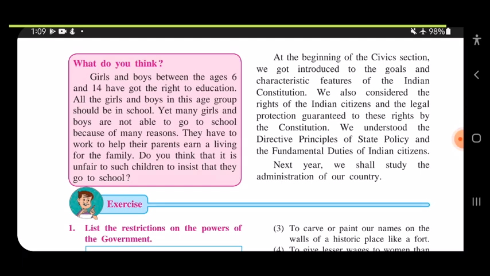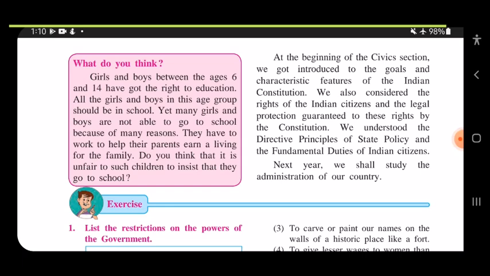Yet many girls and boys are not able to go to school because of many reasons. In this age group, that is 6 to 14, many of them are not able to go because of their personal reasons. What are the reasons? Let's see. They have to work to help their parents earn a living for the family. They have to work, but that is not their age to work. So that's wrong because they have to get education at that time. Do you think that it is unfair to such children to insist that they go to school? Yes, it's unfair because it is not their right to go to work at that time. It is their right to get education, to study. Okay, so it is unfair.